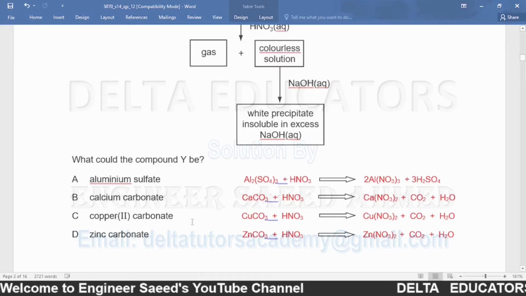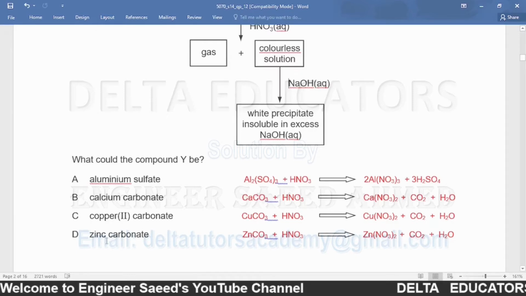In option C, copper carbonate. When copper carbonate is reacted with nitric acid, we get copper nitrate, carbon dioxide and water. Here this carbon dioxide is a gas, so up to this point it is correct. Now the second thing, copper nitrate. Copper nitrate is not a colorless solution, it is a colored solution. And it is given as a colorless solution, so C is an incorrect option.